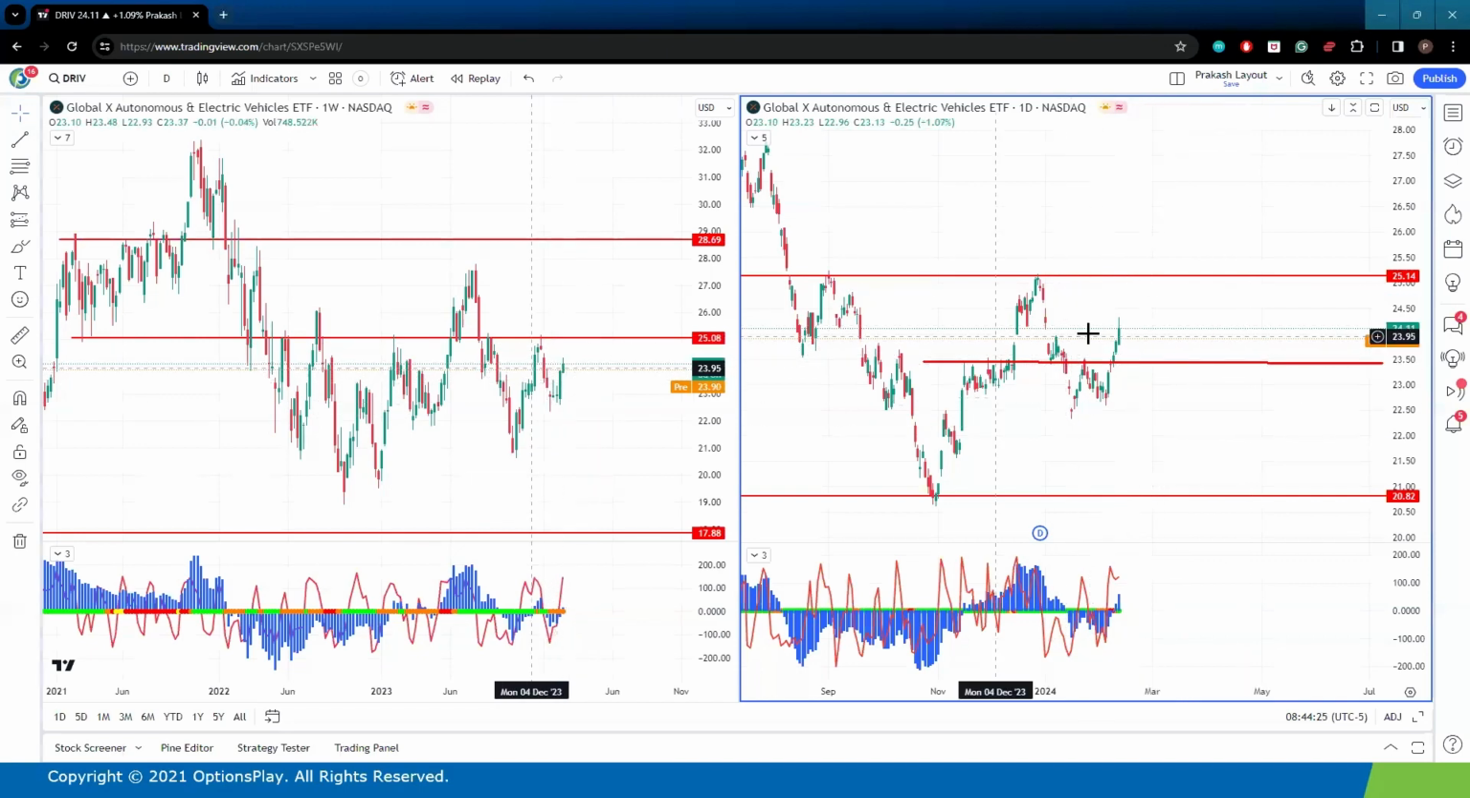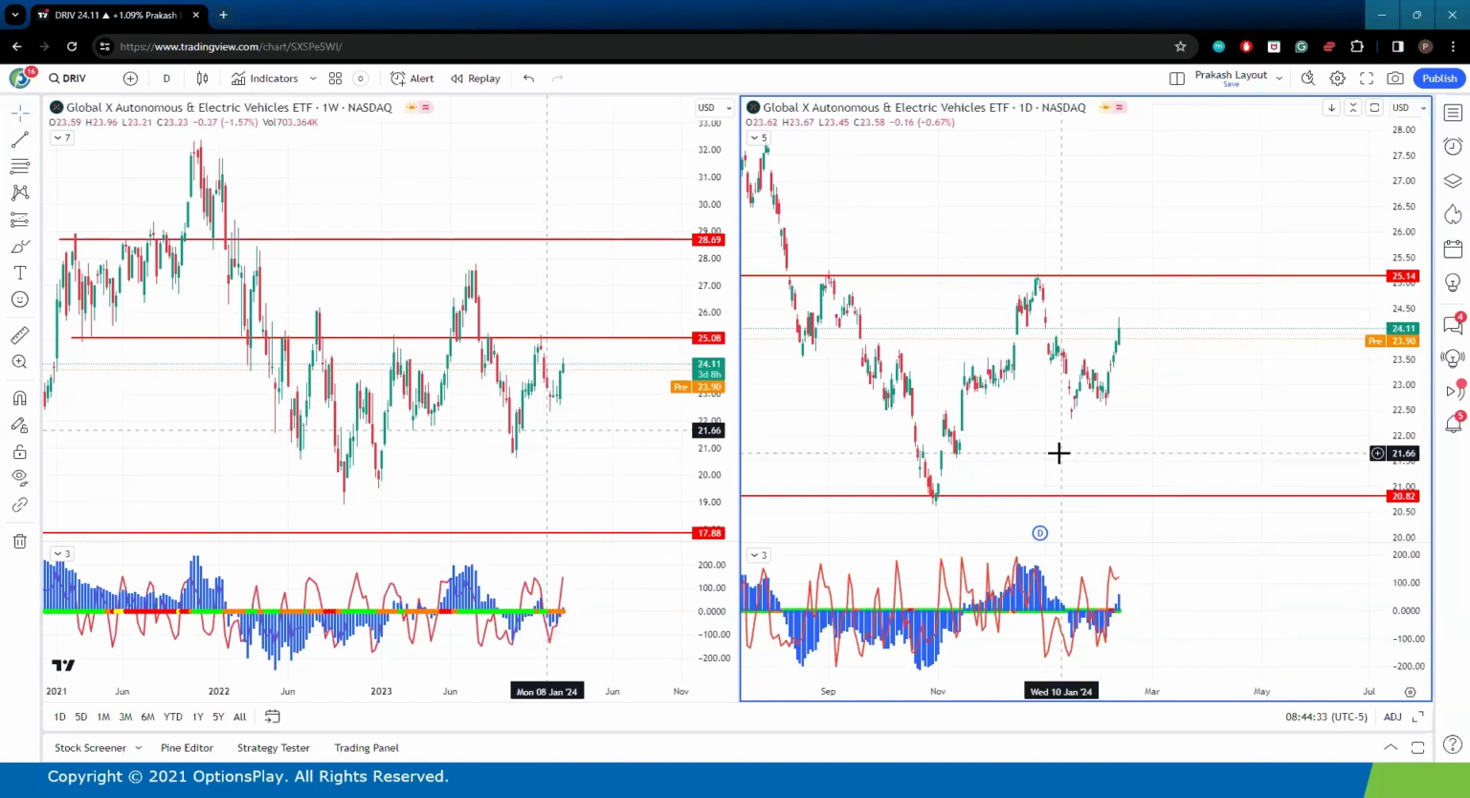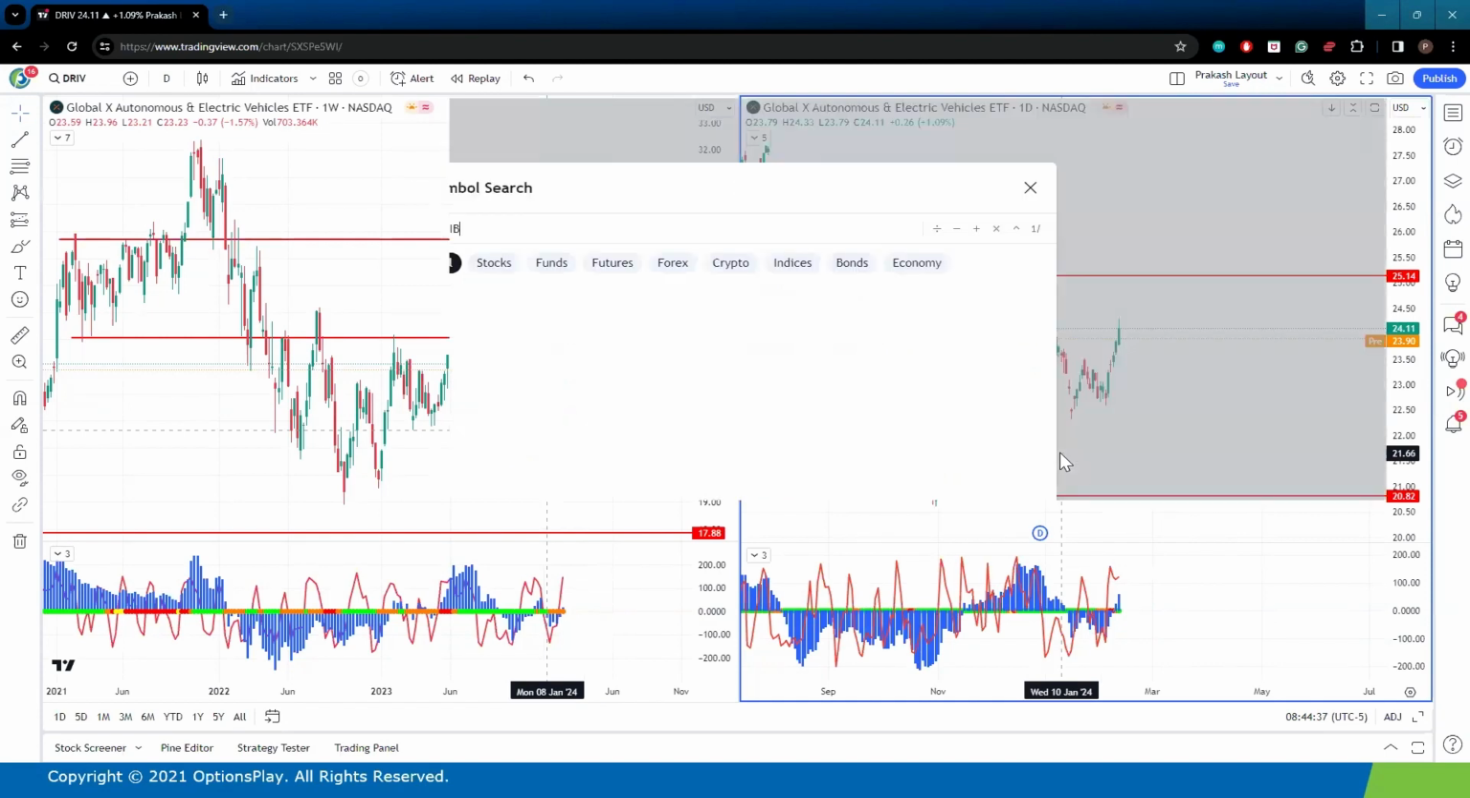If anything, this looks quite bullish, given the fact that it's broken above that resistance zone. It may pull back, and from there, it could potentially move higher. But DRIV, unfortunately, a trade that did not work well for us.